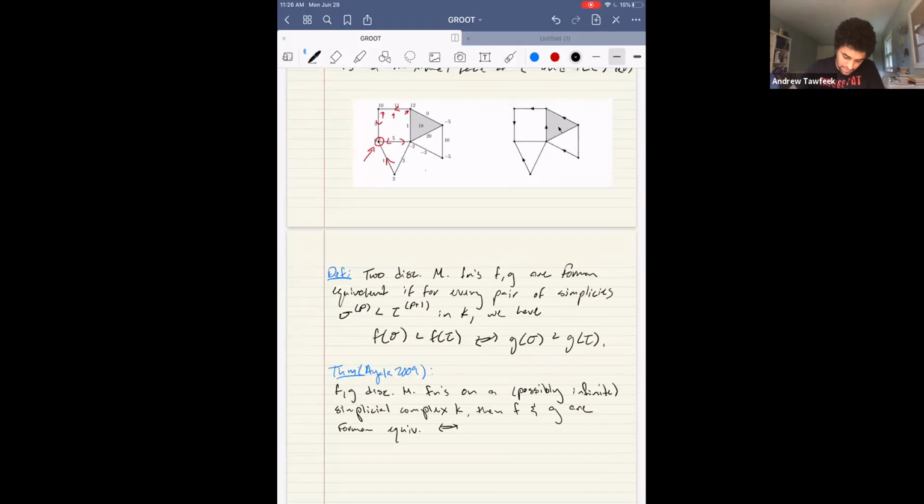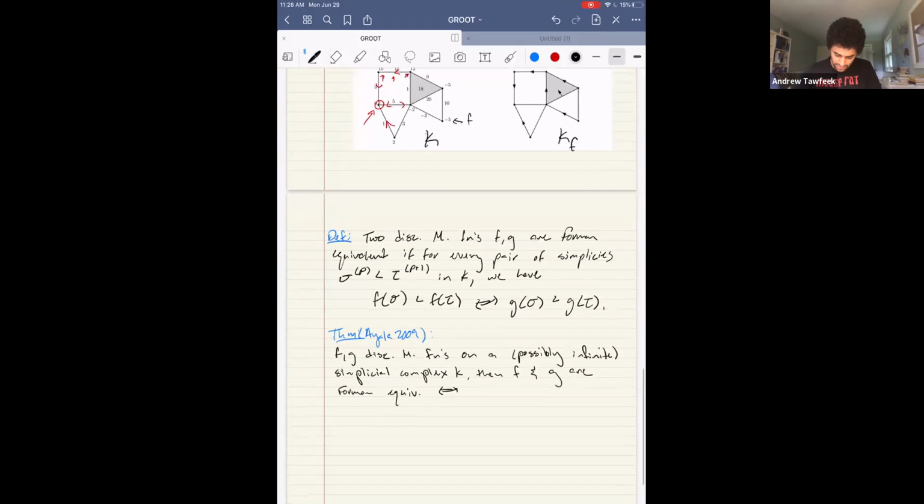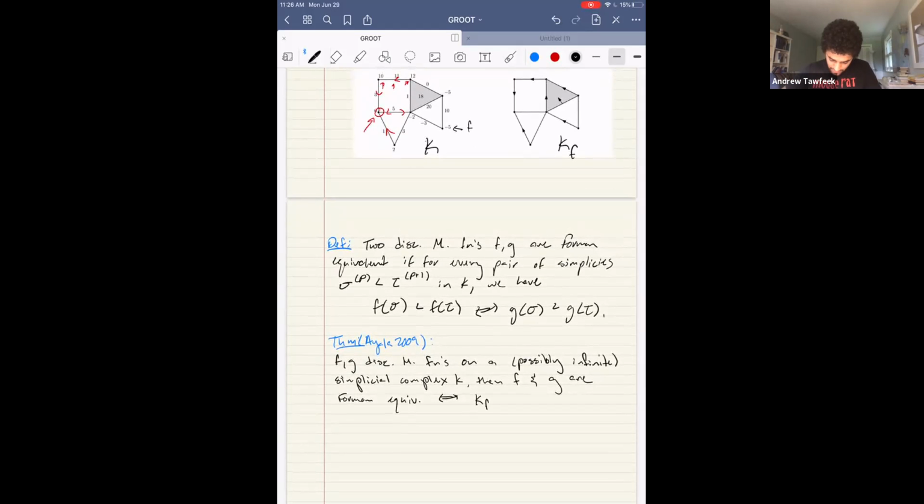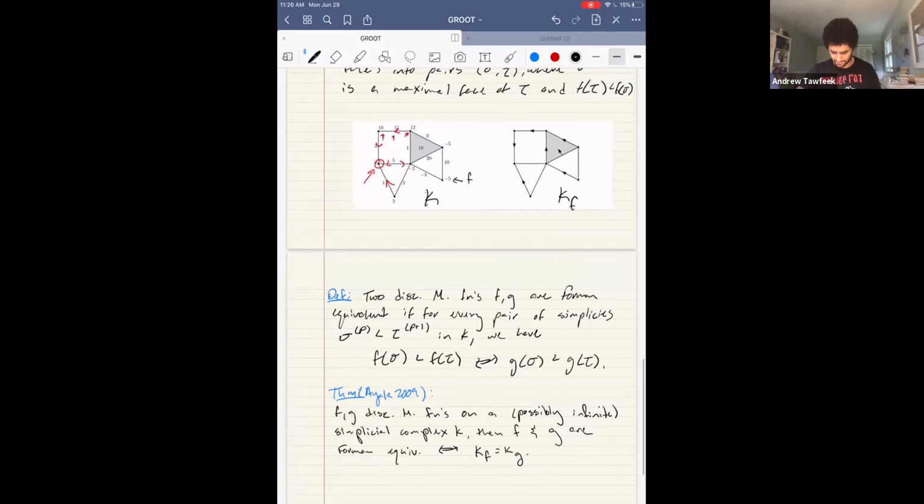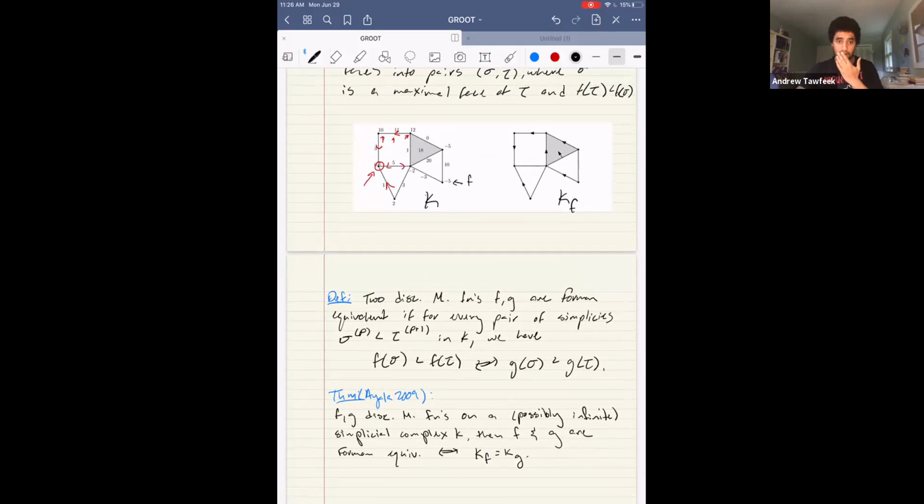Really quickly, if this is a complex K, I'm going to denote this by K sub F, where F is this discrete Morse function on it, just to make things a bit cleaner and shorter. So f and g are Forman equivalent if and only if K_F is equal to K_G. So essentially, the gradients are the same, which is nice because I personally also don't like the Forman equivalence class definition. It's a bit too local, where this feels to be a cleaner way of looking at the entire picture. So the question I asked and was curious about is how many gradients are there, at least on a finite complex.